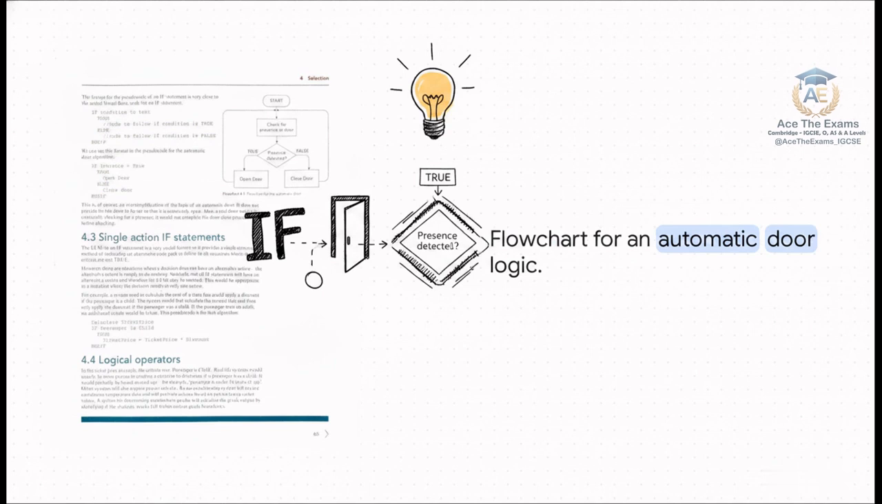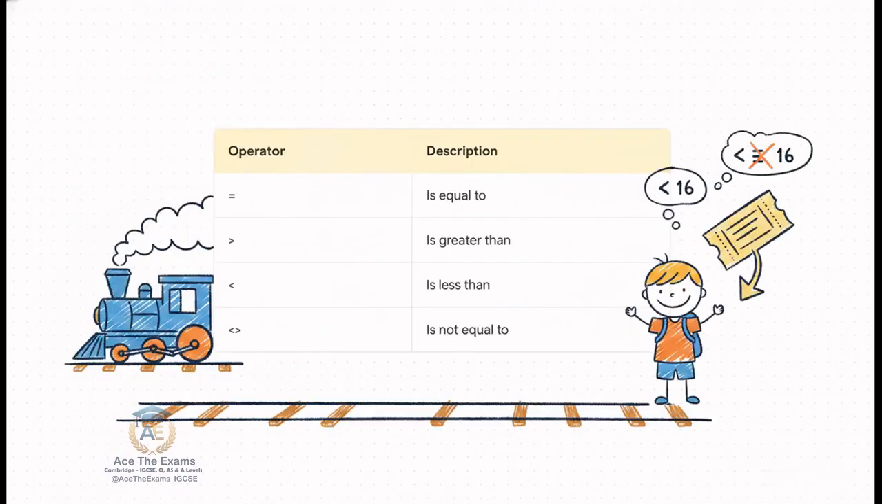This is the visual representation of an if statement. If a presence is detected, then open the door, else close it. It's incredibly straightforward for sure, but it really does form the absolute backbone of all computer logic. Now, to actually test those conditions in our code, we rely on logical operators. You're probably pretty familiar with these from math class. We've got is equal to, is greater than, is less than, and so on.